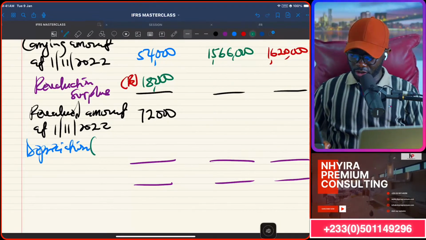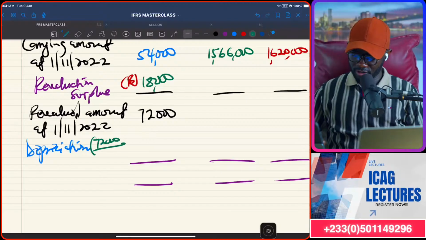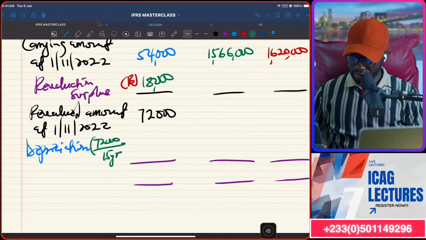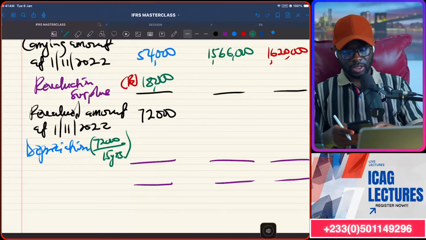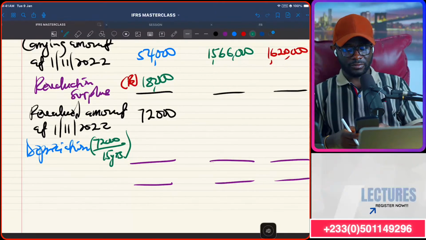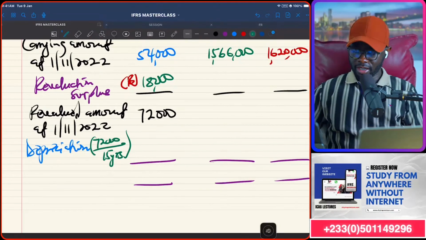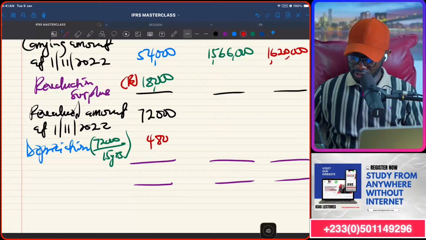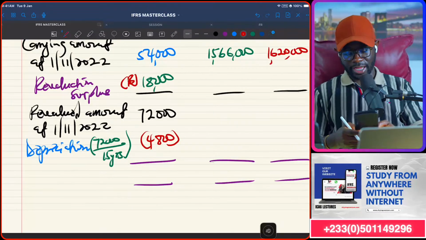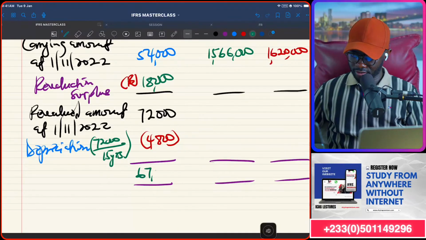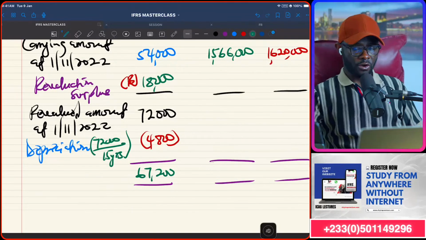The building is going to be 72,000 divided by 15 years. Right? So 72 divided by 15 years. That is 4,800. We take that out. So we have 67,200 for the building.